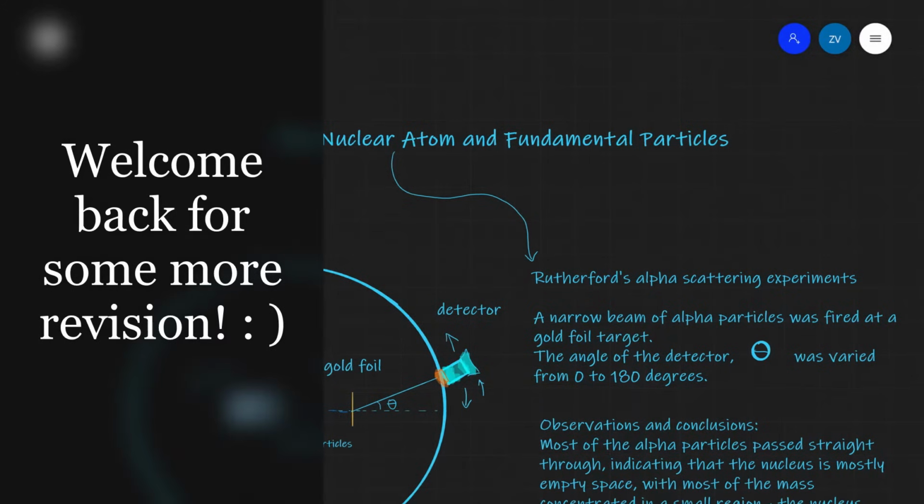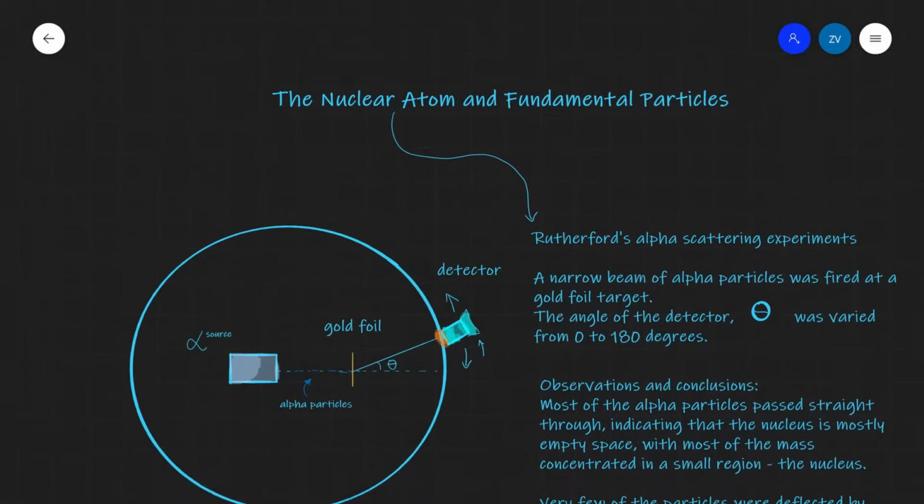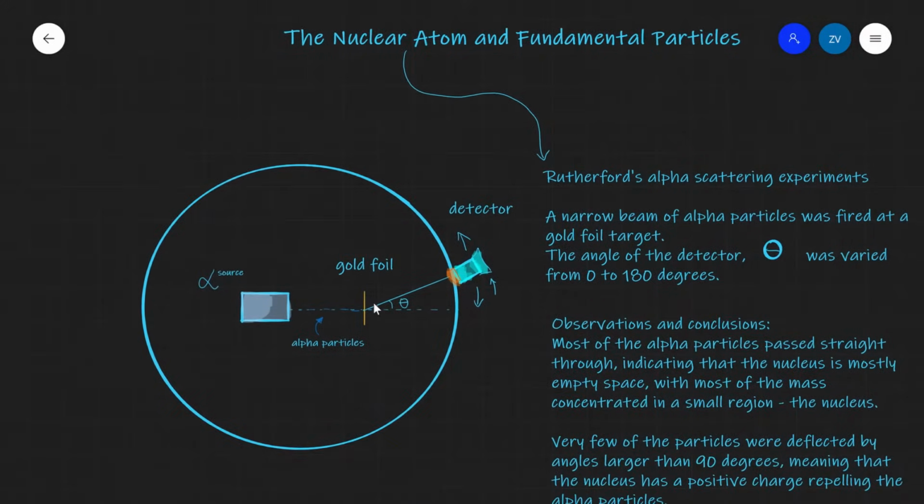Today we're going to be revising the nuclear atom and fundamental particles. So let's get started with Rutherford's alpha particle scattering experiments. We have a little picture here of the experimental setup. We have an alpha source which is producing alpha particles which are fired at a thin sheet of gold foil.